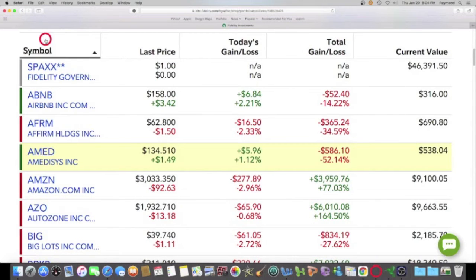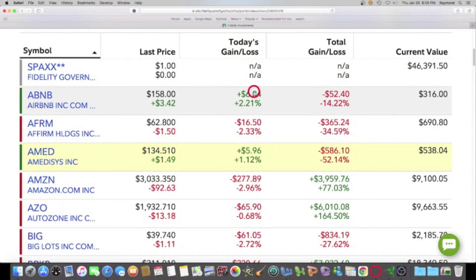Symbol, this is the column with all my stocks in it. These are my stock tickers. Last price, this is the price that the stock market closed at, right here in this column. This column, today's loss or gain. This is how much money I lost or gained today.